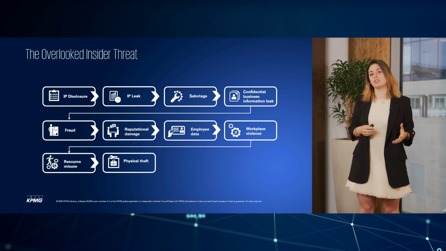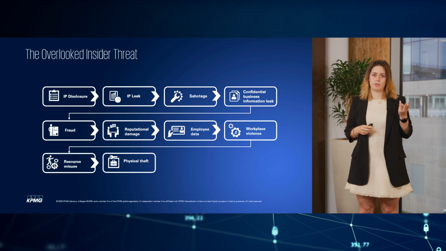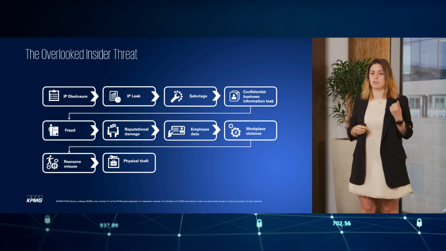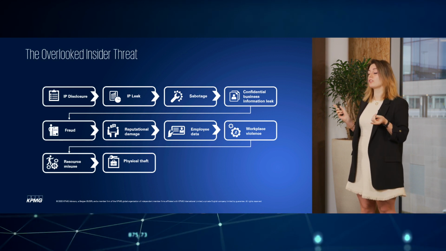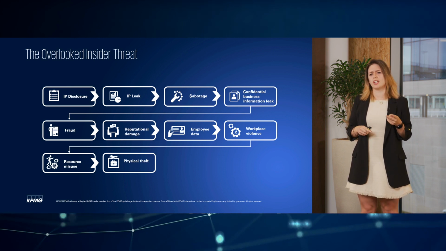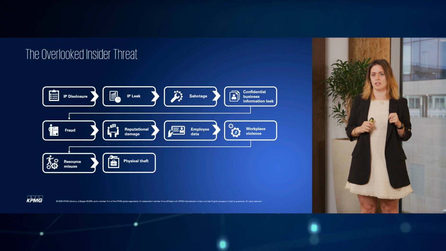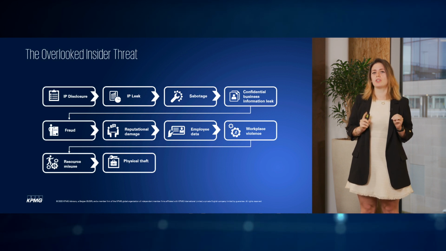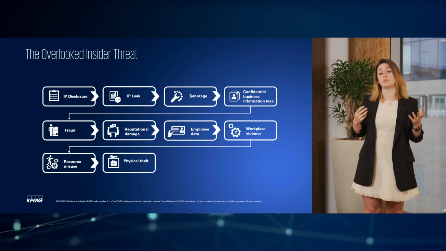In order to manage these insider threats, there are three things you should be looking at. First, have a look at which of these insider threats are relevant for your organization. Second, have a look at which kind of data is related to these insider threats. And three, make sure you have the right policies and procedures in order to manage these.